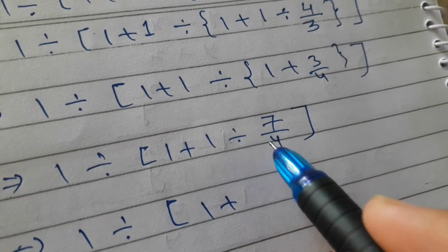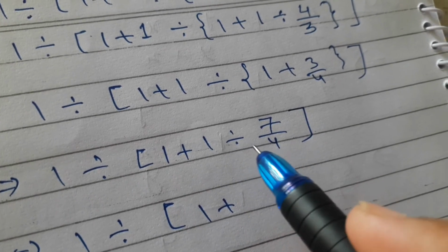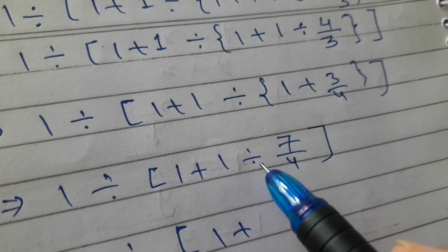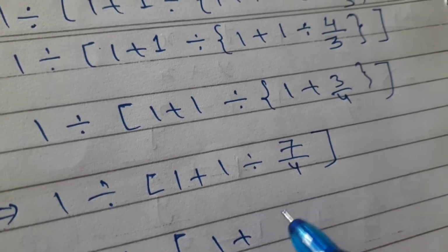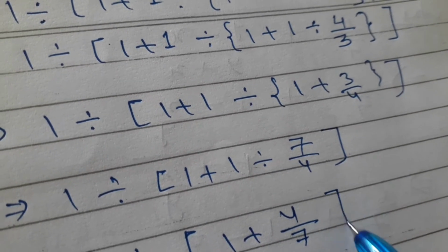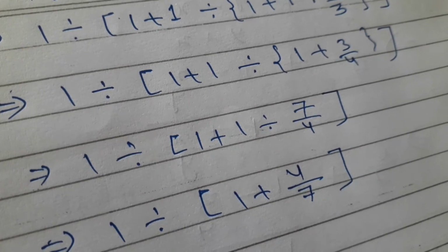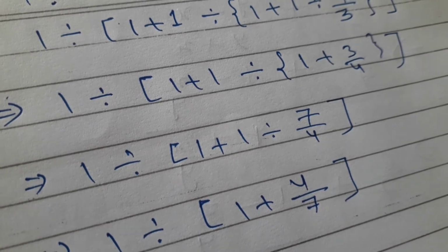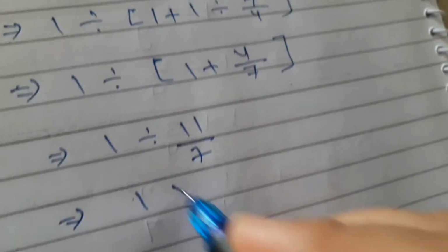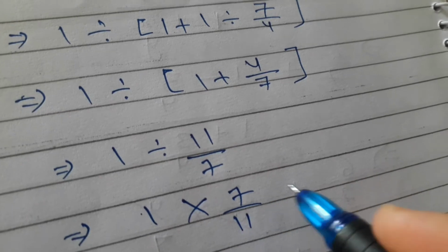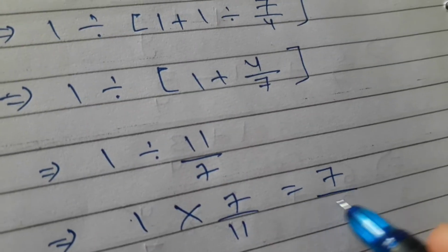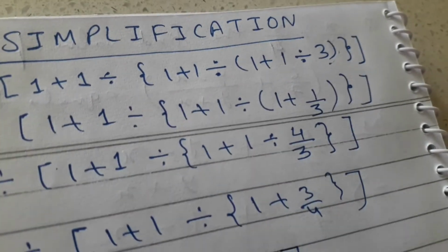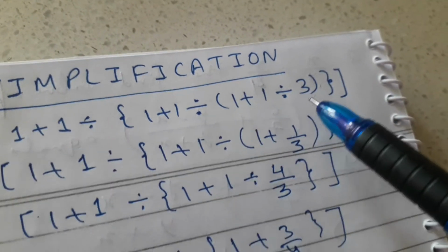1 plus 1 by, what does it mean? 1 by 7 by 4, which is equal to 4 by 7. 7 plus 4, 11 by 7. Finally, 1 into 7 by 11. In this way, this type of problem you can solve. First, solve the smaller bracket, then curly bracket, then square bracket.